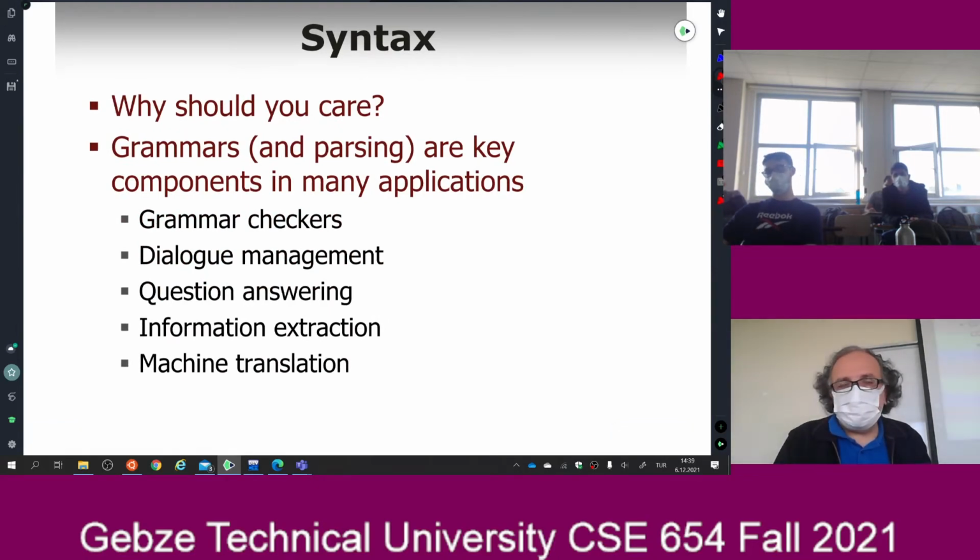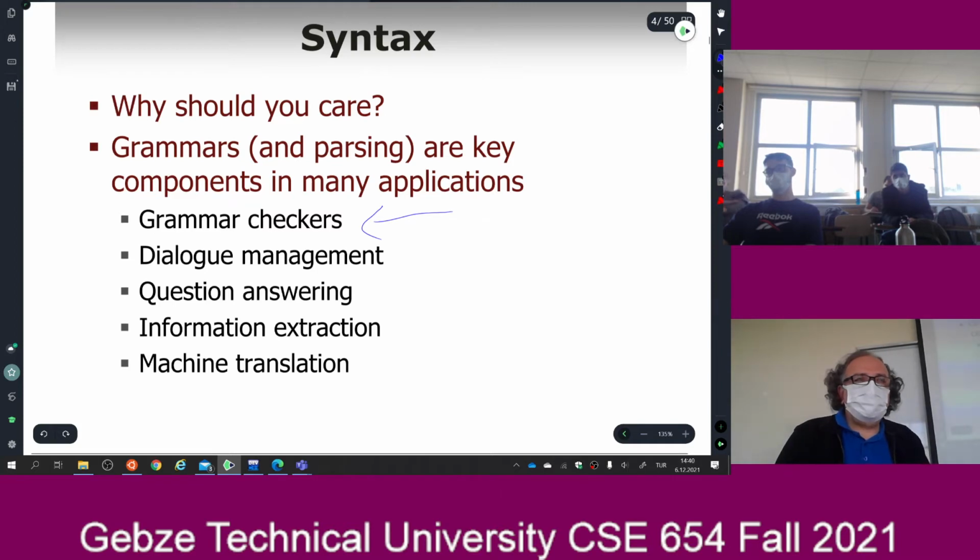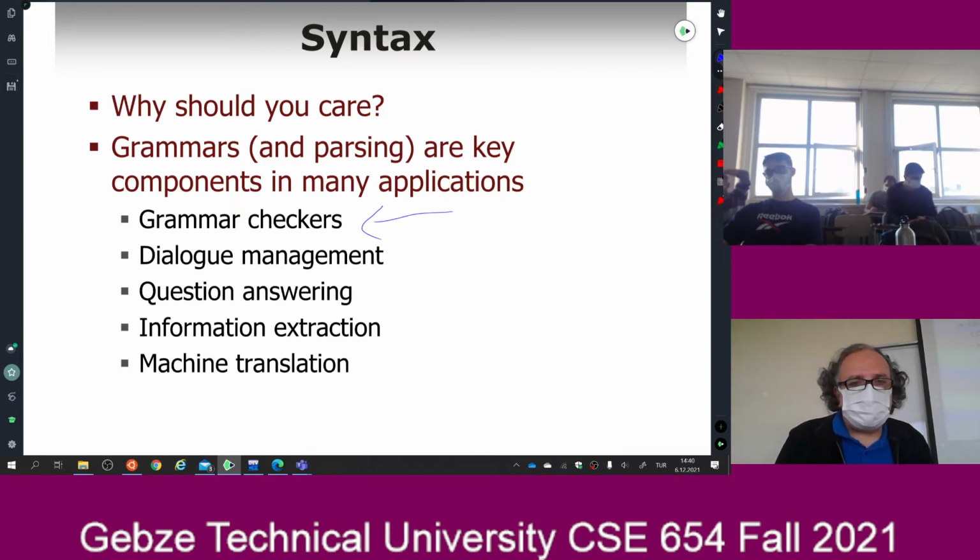Remember, for part of speech tagging, why do we do it? We do it because it is required for some question answering systems, for machine translation, text to speech applications, etc. The most straightforward usage is the grammar checker: if you write a sentence in an editor, you check if the grammar is okay. Dialogue management, when you are producing sentences, of course, they have to be parsed correctly, question answering, information extraction, and most importantly, maybe machine translation.